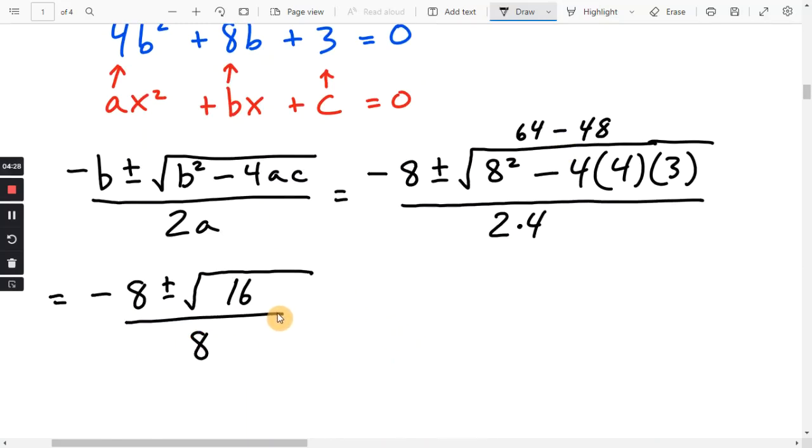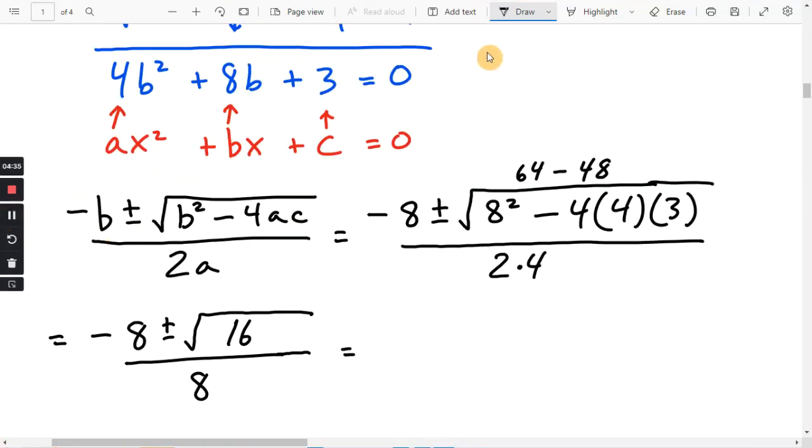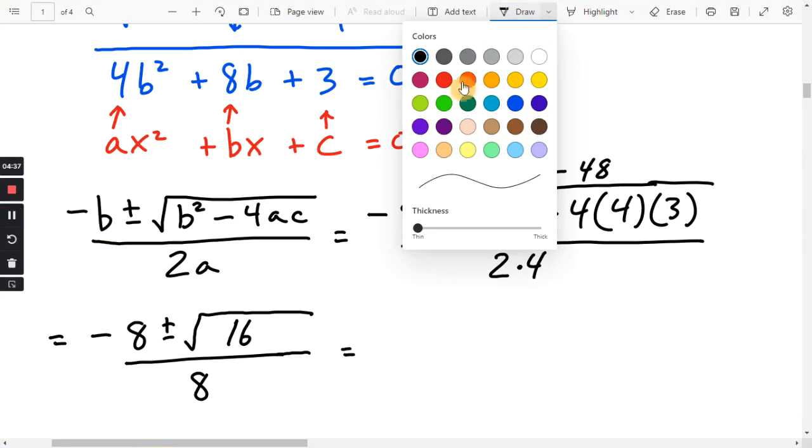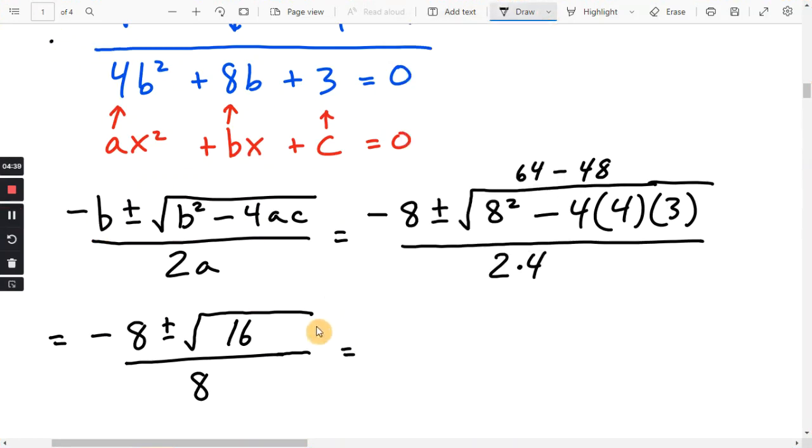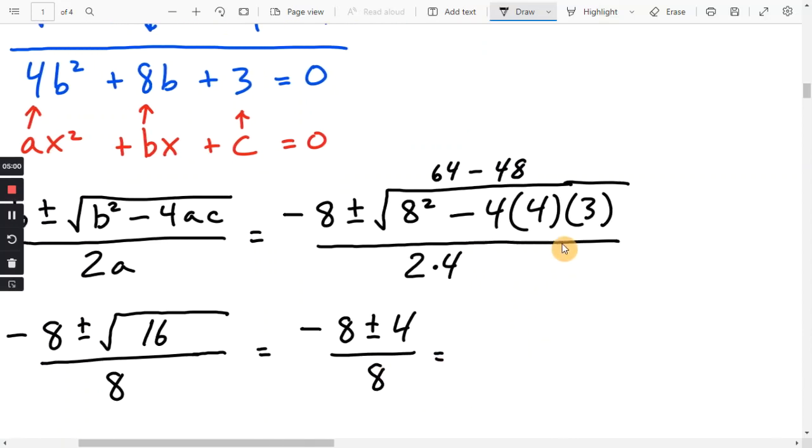Now, you need to know simplifying square roots before you do this worksheet, okay? But I'll show you. Well, on this one it's easy because it's just radical 16. But some of them you'll have to simplify the square root. Okay, so we have -8 plus minus, and radical 16 is just 4, and that's divided by 8. Okay, so we have 2 separate answers here.